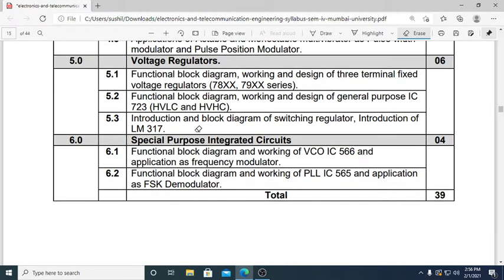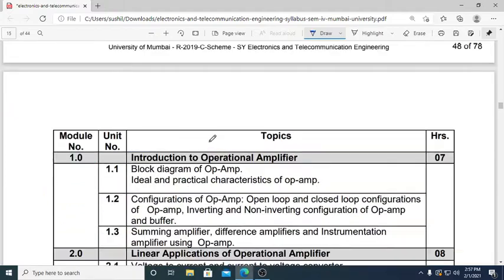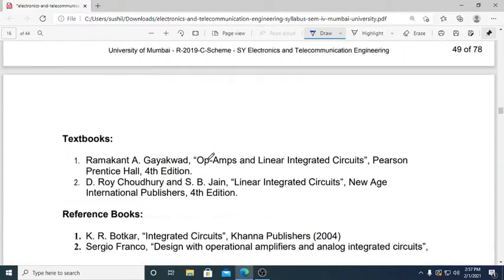In the last module we have to see the special purpose integrated circuits: the block diagram and working of the voltage controlled oscillator IC 566 and its application as frequency modulator. Then the functional block diagram and working of the PLL IC 565 and its application as FSK demodulator. So this is the syllabus of linear integrated circuit.